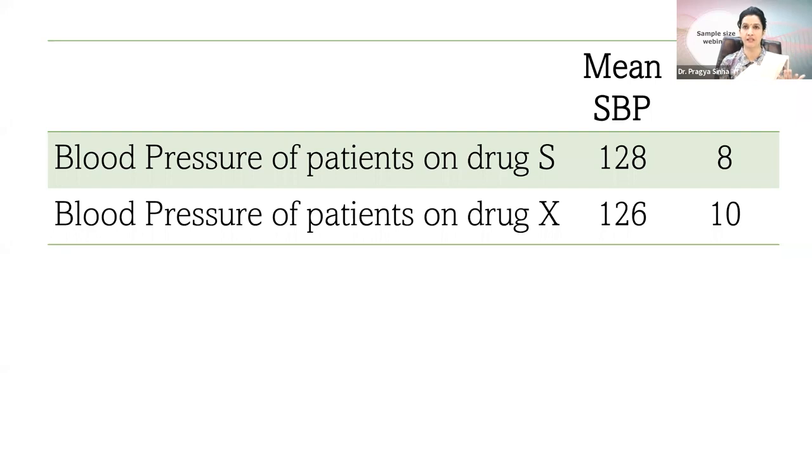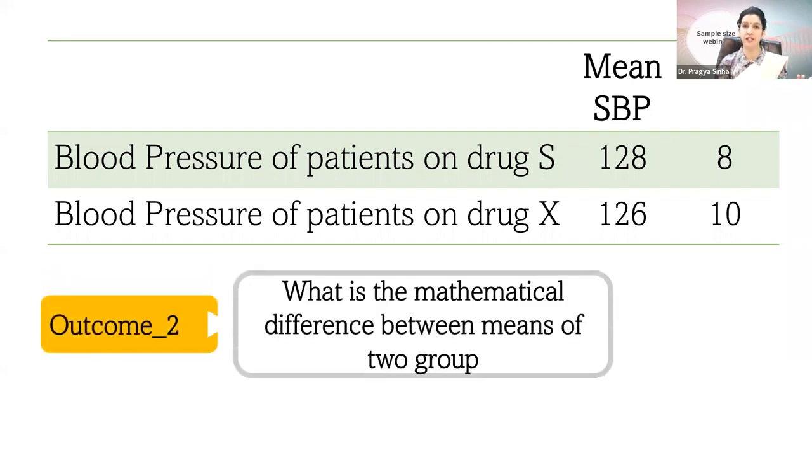Now let's see this. In this case, what are you seeing? That the new drug is lowering the blood pressure only by 2 millimeters. The existing one, the mean BP was 128, whereas the new drug, which is X, is lowering the blood pressure by 2 millimeters of mercury. So the difference between these two, if we focus on the mathematical difference between the means of the two groups, is only 2 millimeters.